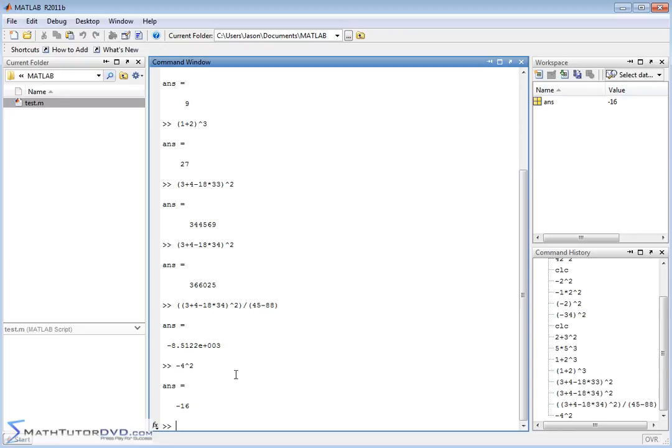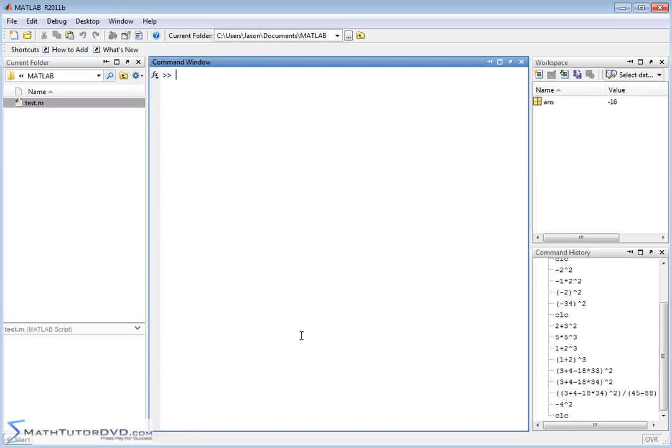Now, I'd like to call your attention to one of the calculations we got here, -8.51 E plus 003. This is MATLAB's format for scientific notation. So what this means is 8.5122 times 10 to the 3. What this means is you move the decimal point 1, 2, 3 places. So it's 8,152.2 is what it calculated for this guy here. So let me clear the screen.